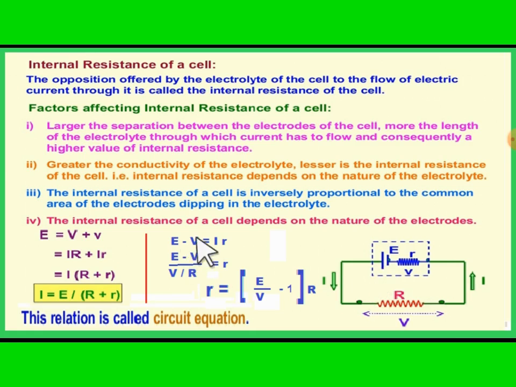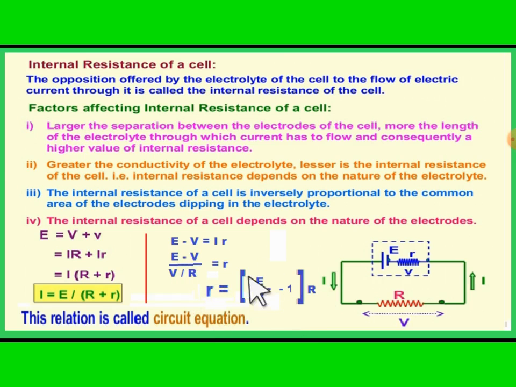So by how much is the potential difference more? The difference is the potential drop across the internal resistance, which is equal to Ir. If you divide E minus V by R, that means I is V by R, since V is equal to IR. So your I will be V by R, right? If you divide it, you will get just like this.